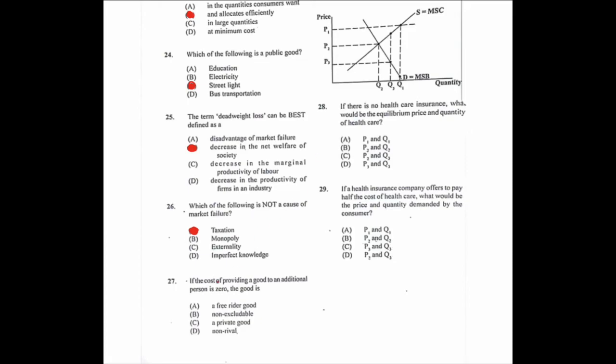27 says if the cost of producing a good to an additional person is 0, then the good is D, non-rival. 28 says if there is no healthcare insurance, what would be the equilibrium price and quantity of healthcare? That is P2 Q2. 29 says if the healthcare company offers to pay half of the cost of healthcare, what would be the price and quantity demanded of the consumer? That would be P3 and Q3. This is where the consumer would want it, and this is the output that would happen.